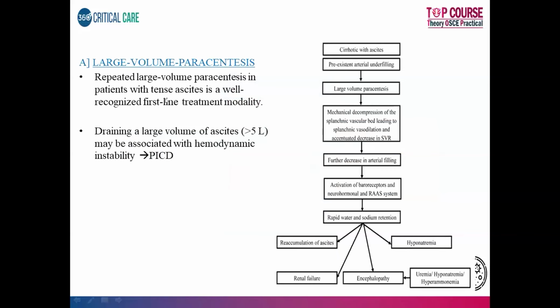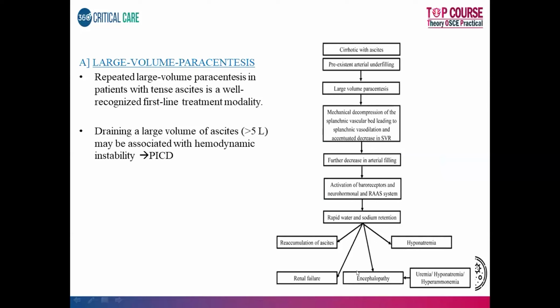Now, the first one is large volume paracentesis. So, what is large volume paracentesis? Removing of more than 5 liters in a single sitting. When this happens, there will be some hemodynamic instability, which is known as paracentesis induced circulatory dysfunction.